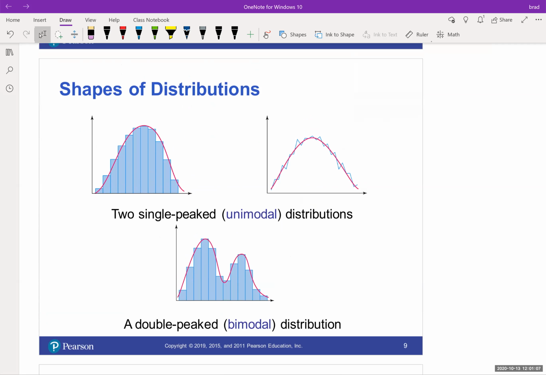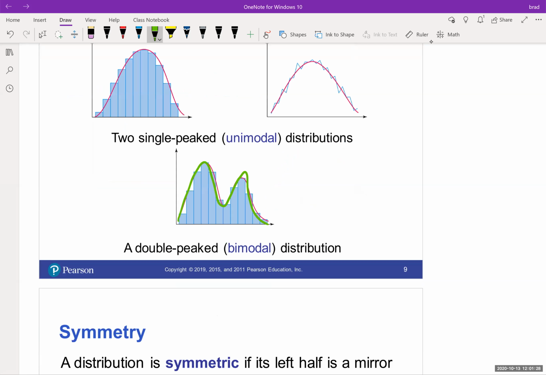Okay, so there are going to be shapes of distributions that we talk about briefly. Two are single-peaked or unimodal, meaning they only have one hump, like this. So these are considered unimodal. Whenever you only have one hump, it's a single peak distribution. And if you have double peaked, it's called bimodal. So you see it goes up once, down once, and then back up. That's what we call a bimodal distribution.